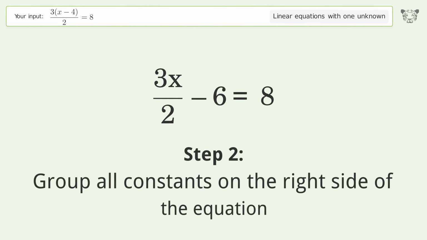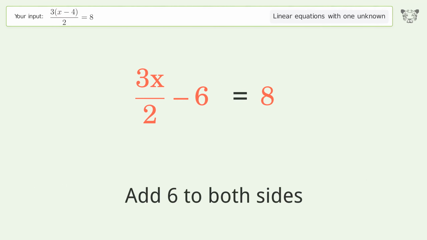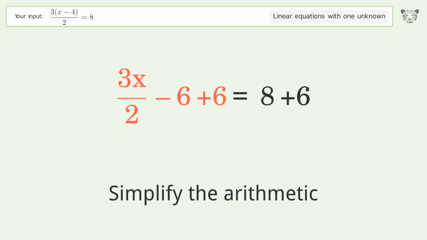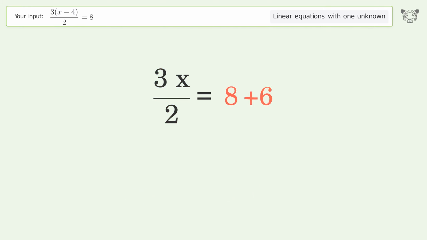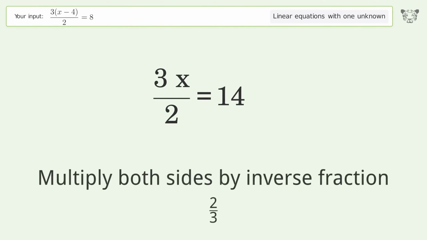Group all constants on the right side of the equation. Add 6 to both sides. Simplify the arithmetic. Isolate the x. Multiply both sides by the inverse fraction 2/3.